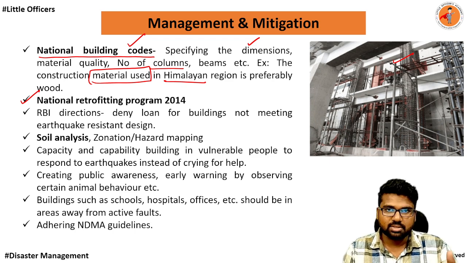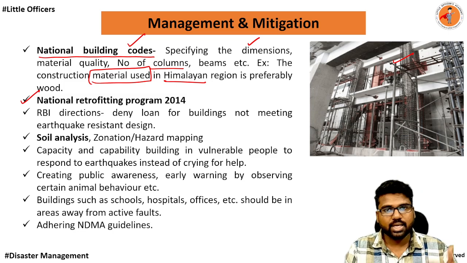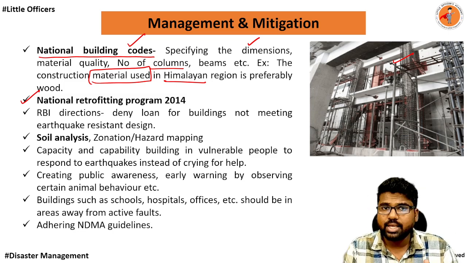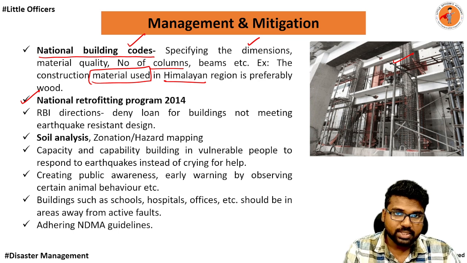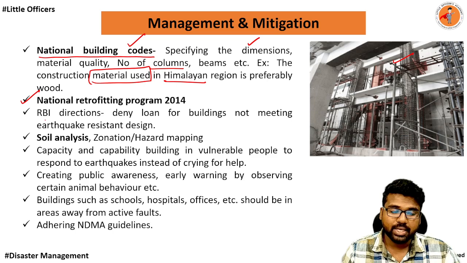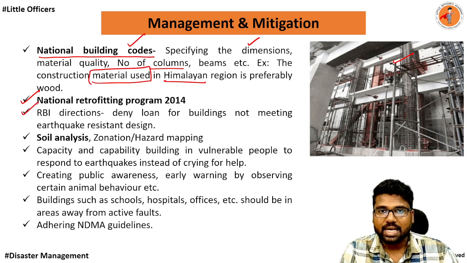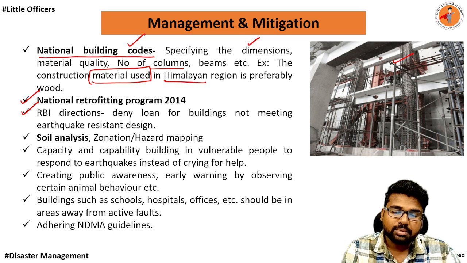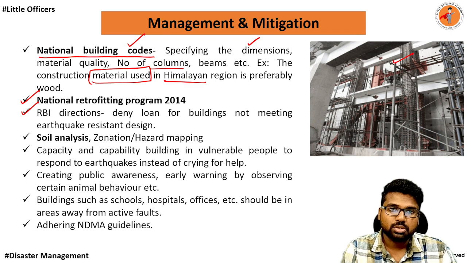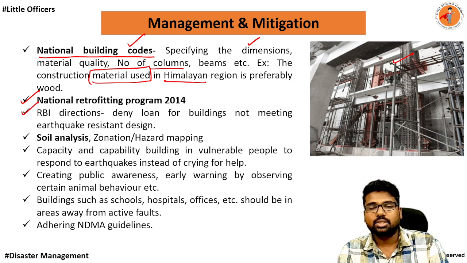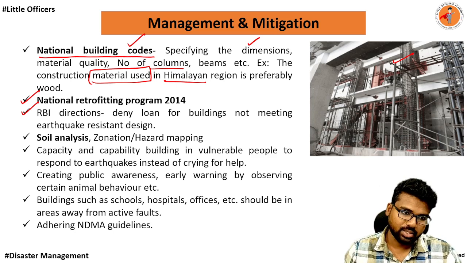Many of the buildings are now being retrofitted because they are very old and highly vulnerable, and Delhi is vulnerable to earthquakes because it falls very near Zone 5 and is itself in the Zone 4 region. This is called retrofitting. Then RBI directions. RBI has directed banks that if any building not meeting earthquake resistant design comes for loans, they should not sanction the loans, thereby putting pressure to meet designs which are disaster resilient.